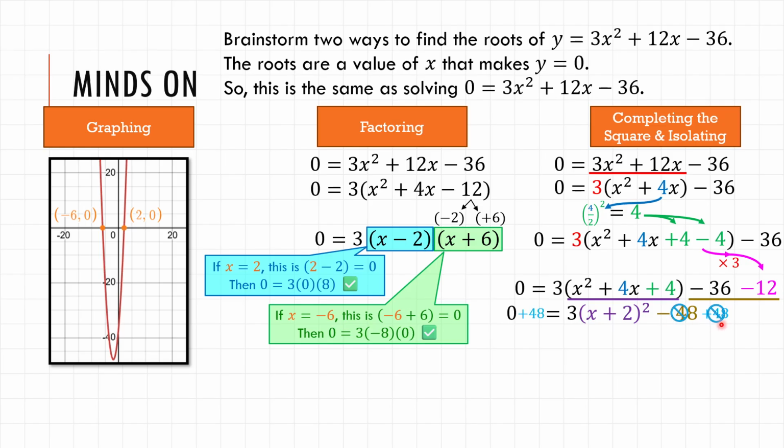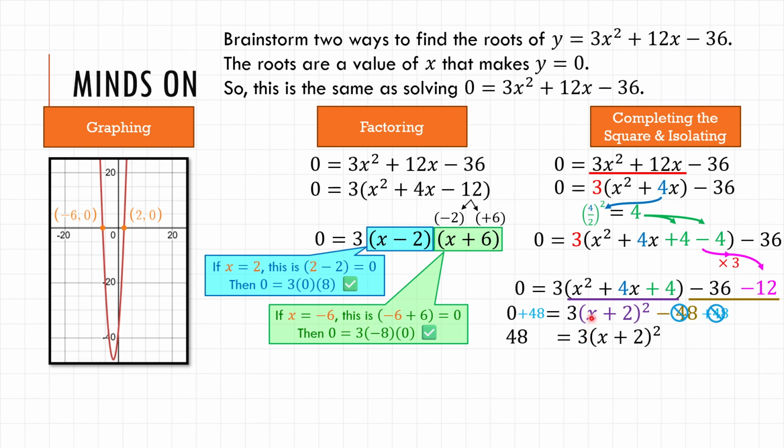And that will cancel it out, and we'll have to add 48 to the other side just to keep the equation true, because we can't change one side of an equation without changing the other side as well. That's not the same thing that we did here. Here, we did not change the right side of the equation at all because we added 0. By adding 0, you're not changing anything. Okay, so now we've got 48 equals 3 times (x plus 2) squared.